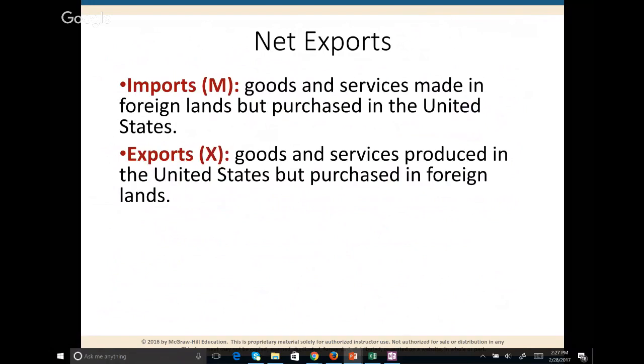Import is anything produced overseas but purchased domestically. Export is anything produced at home but sold overseas. And by the way, if you look at the US economy, every year we have more import than export, so our net export is negative. If you look at countries like China, Vietnam, even Japan, they have more export than import, so those countries have a positive net export. Okay.